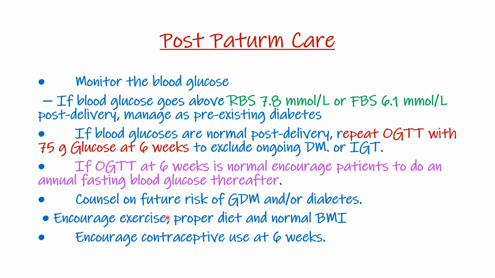In addition to that, you counsel the patient on the risk of gestational diabetes or diabetes, because if she had diabetes during this pregnancy, the probability of having gestational diabetes in the next pregnancy is high. Encourage the patient to exercise, to have a proper diet and a normal BMI. You also encourage the patient to use contraception at 6 weeks, so that the patient can plan the pregnancy and not have these complications.